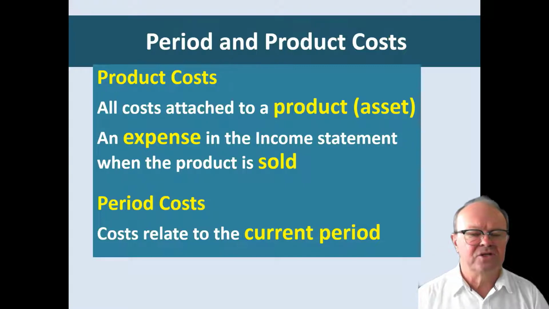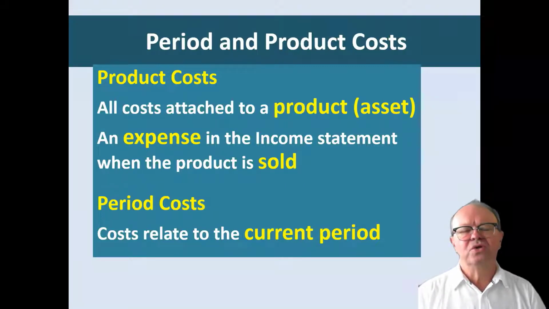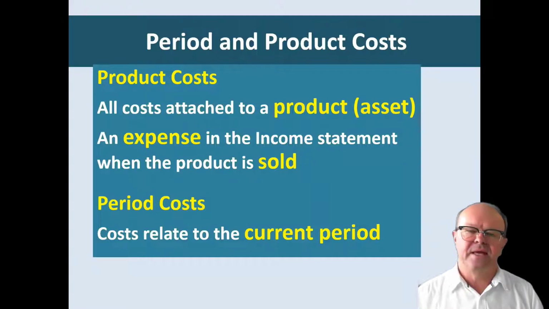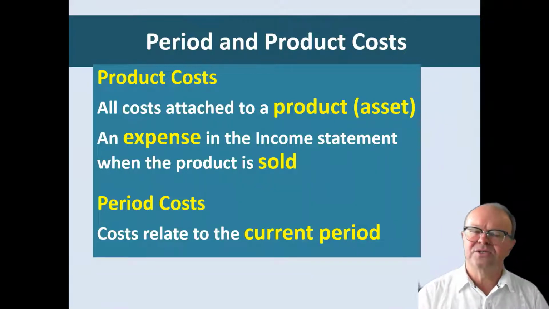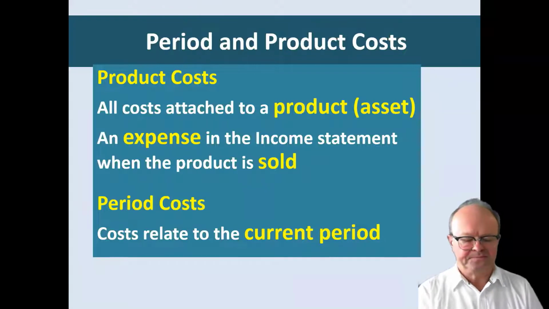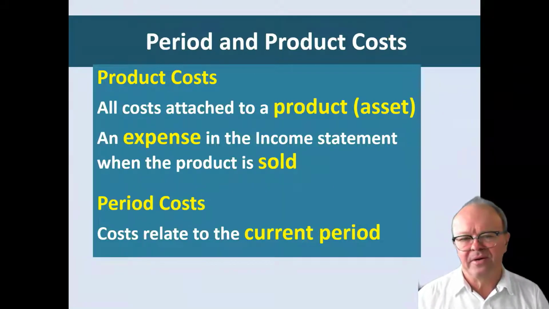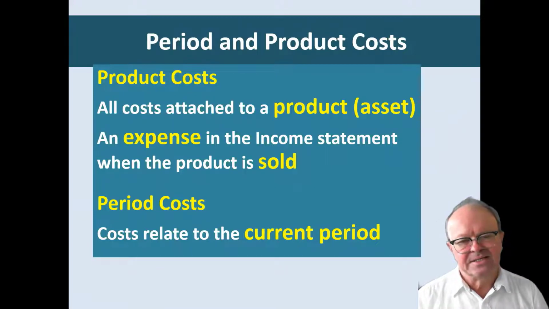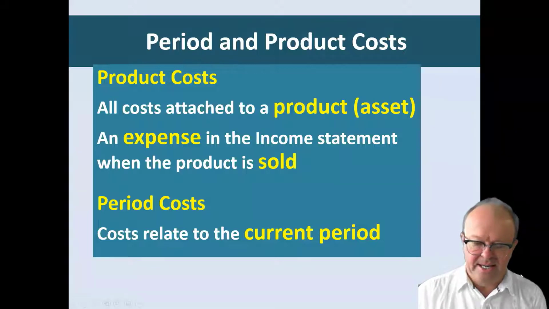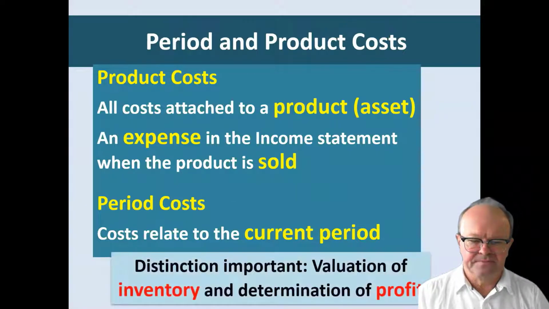Period costs relate to the current period. We treat them as expenses in the current period. We assume the revenue they're generating is in that period. Whereas for product costs, the revenue they generate is when we sell the product, which might be in a different period. There's a key distinction between period and product costs. If you understand this distinction, you'll be starting to understand how accounting works. It's an important distinction, and you need to be precise and clear on it.